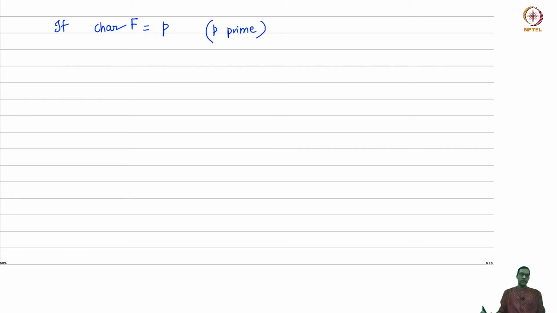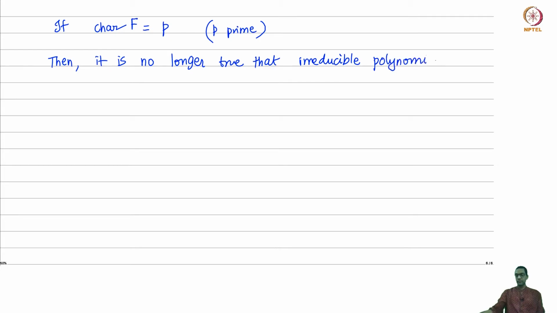Okay, so this is the positive characteristic case. Then this fact is no longer true, that irreducible polynomials are automatically separable. So one has to be a little careful in arbitrary characteristic, and here's an example to show that one has to be a little careful when dealing with the case of finite characteristic.